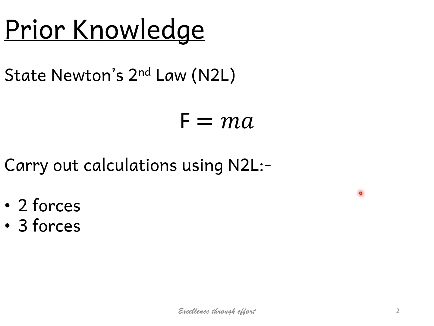So, knowledge that I'd expect you to know about Newton's second law already is you'll be able to state Newton's second law is F equal to ma, where F is the force in newtons, m is the mass in kilograms, and a is the acceleration in meters per second per second. Now, for our course, we have to carry out calculations using Newton's second law for situations where there are two forces, or three or more forces. So what we're going to do today in this part one Power Up is look at the situation where there are two forces.